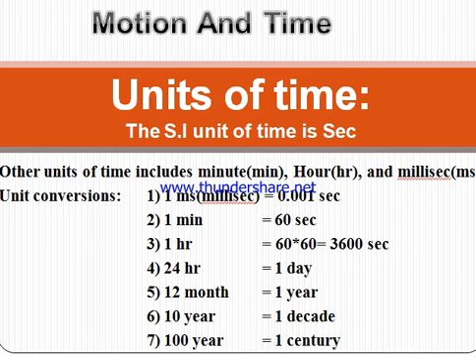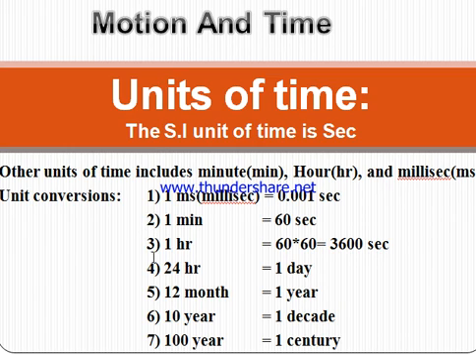Next is the units of time. Generally the SI unit of time is the second. Very important, time is measured in seconds. Other units include minutes, hours and milliseconds. Okay, so I have some unit conversions. They are very easy. 1 millisecond is 0.001 second.